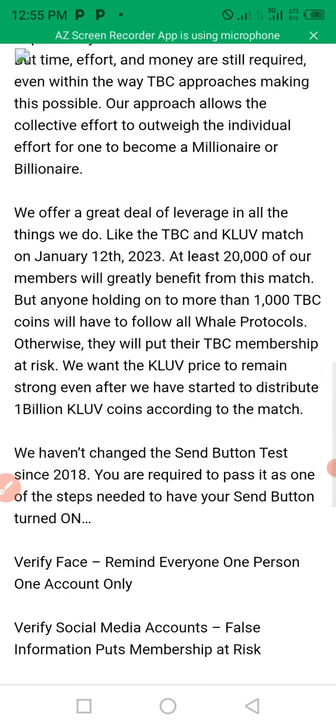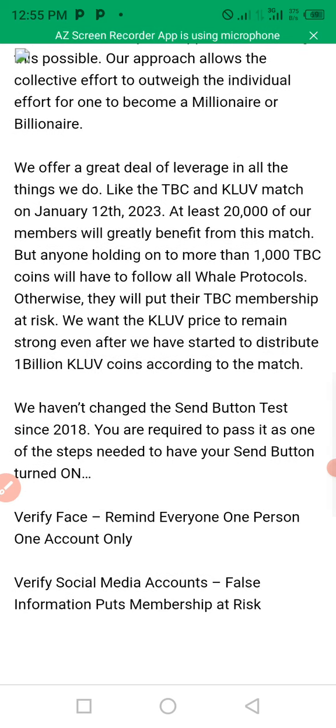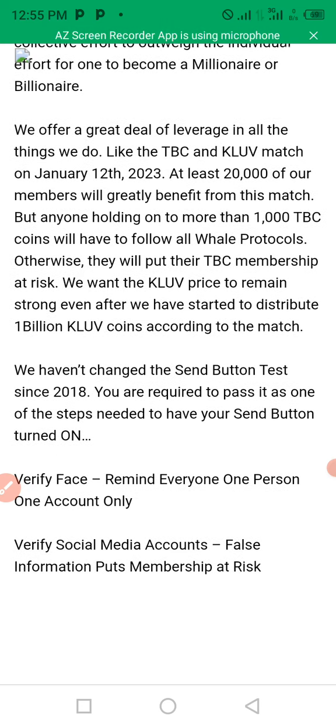We offer a great deal of leverage in all the things we do. The TBC and K-Love match on January 12, 2023: at least 20,000 of our members will greatly benefit from the match, but anyone holding on to more than 1,000 TBC coin will have to follow all waves protocols. Otherwise, they will put their TBC membership at risk.